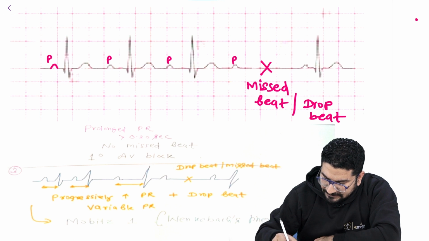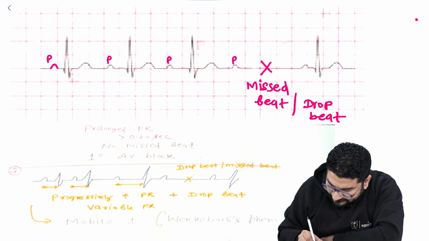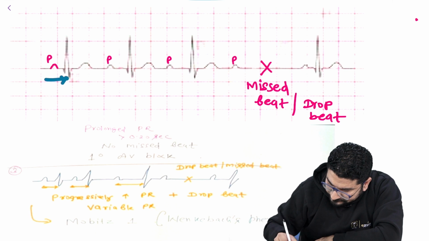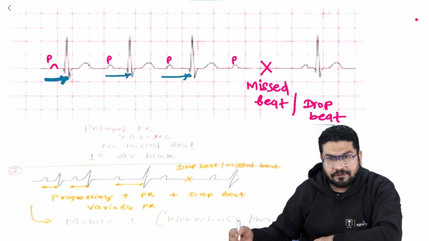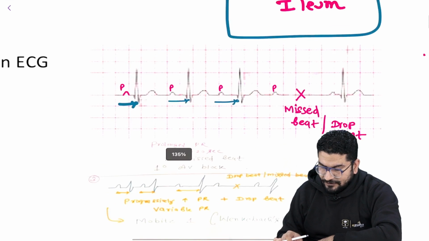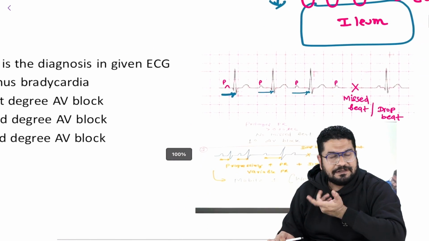Then we can see the PR interval. You can see this is the PR interval. If you see the PR interval, this PR interval is prolonged. So now let's see the options. By looking at the ECG, you will get an answer.